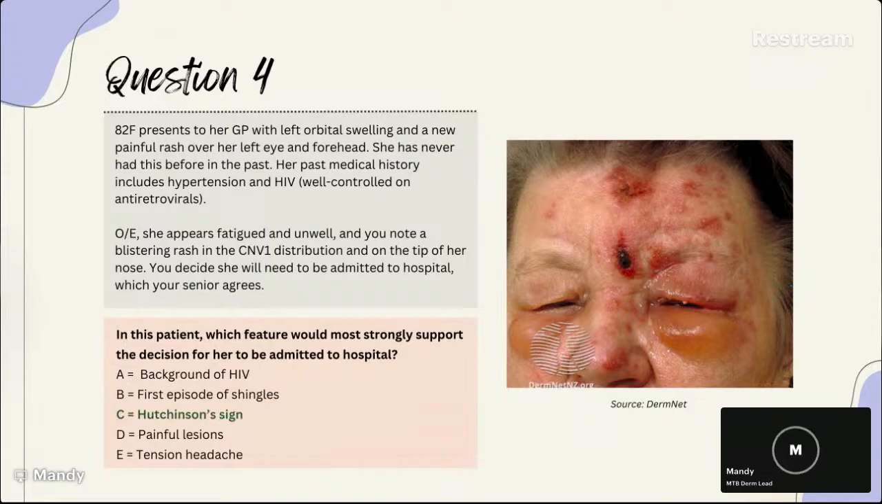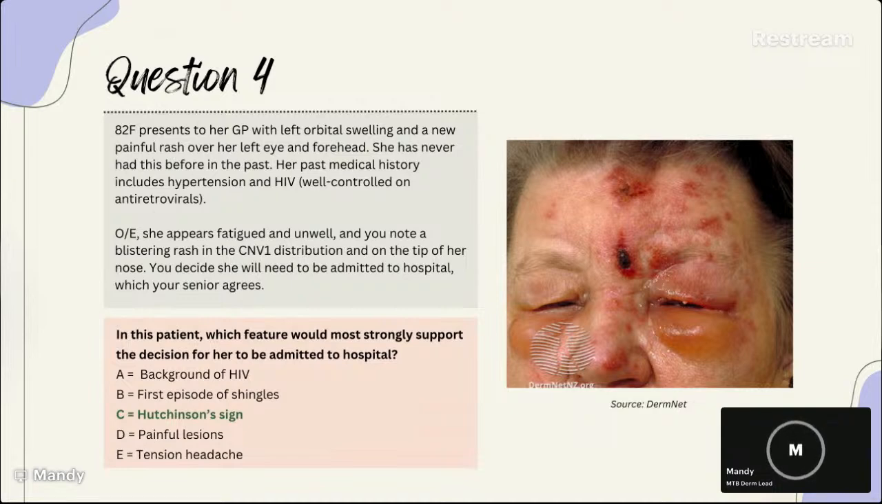Okay, so the answer for this question is C, Hutchinson sign. Has anybody seen Hutchinson sign before, or does anybody know what it is? Just looking in the chat. If not, it's all right. Essentially, Hutchinson sign is when, in patients who have shingles affecting the ophthalmic distribution of the trigeminal nerve, so the CNV1 distribution, there is a rash found on the tip of the nose, the side or the root of the nose. It would strongly support the decision for her to be admitted to hospital because this sign is associated with a high complication rate.